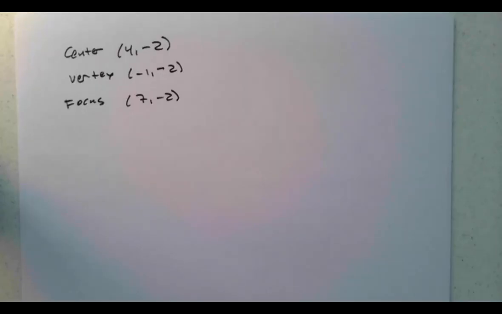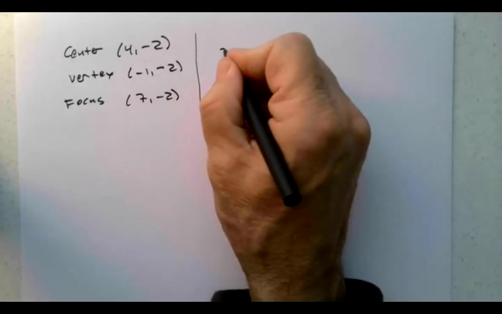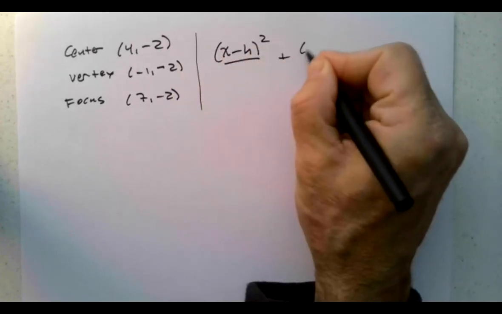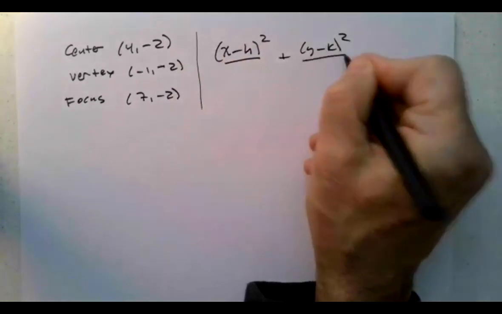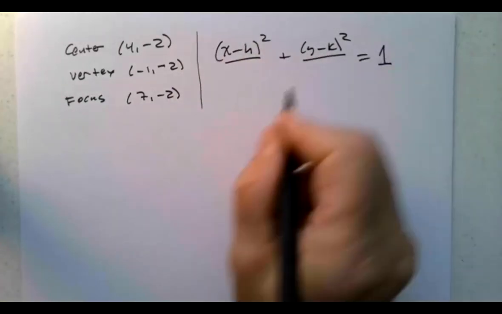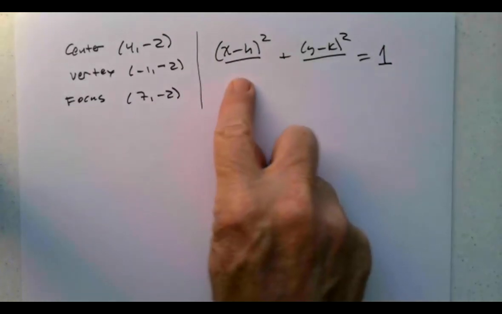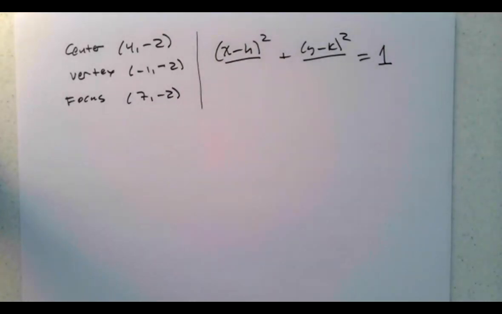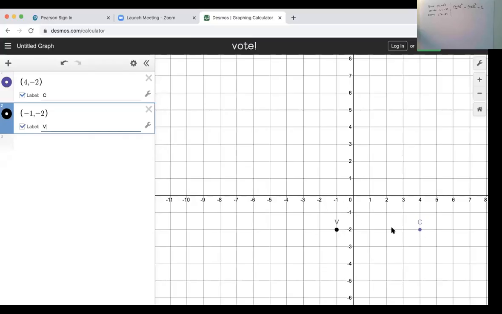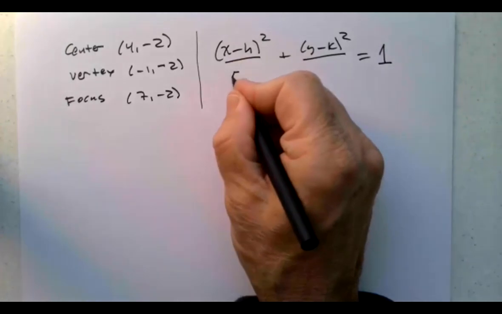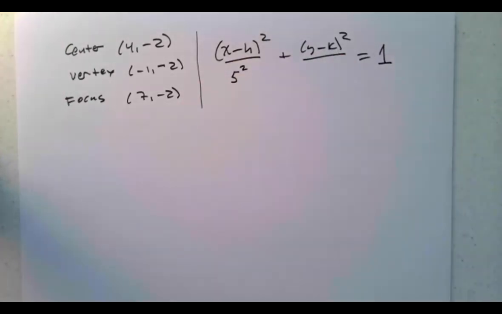We know our general form for an ellipse will be (x minus h) squared over something plus (y minus k) squared over something equals 1. We showed that our span in the x direction, just to make sure you're clear, is the number that's going to go down there squared. From the center to the vertex, 1, 2, 3, 4, 5. So our span in the x direction is 5, so it'll be (x minus h) squared over 5 squared plus (y minus k) squared over something.